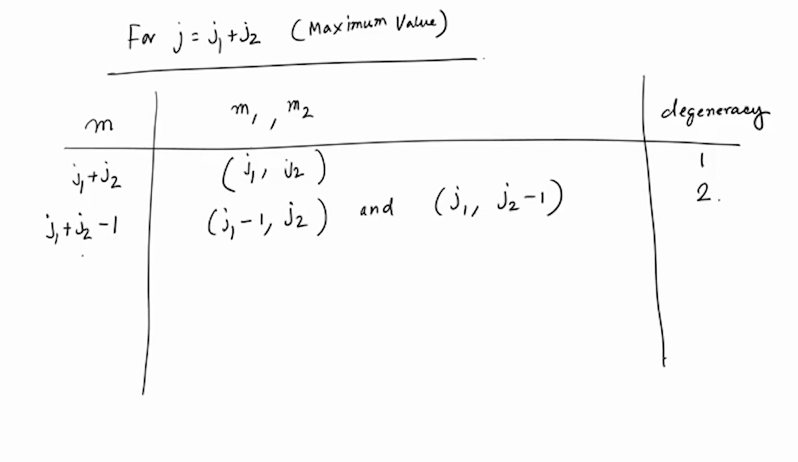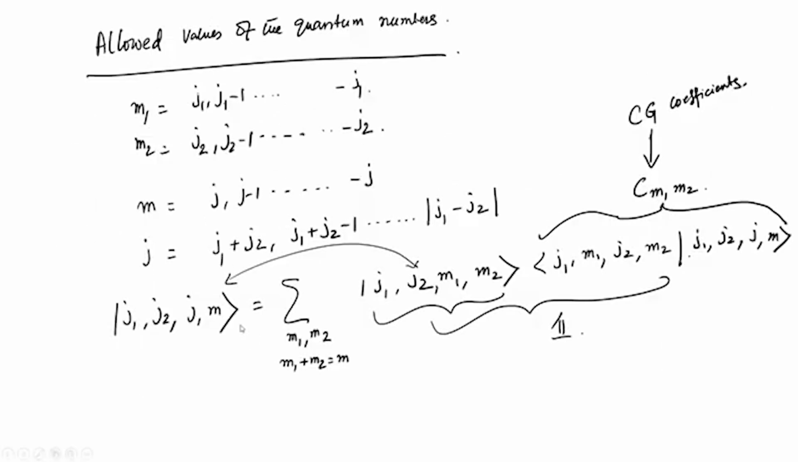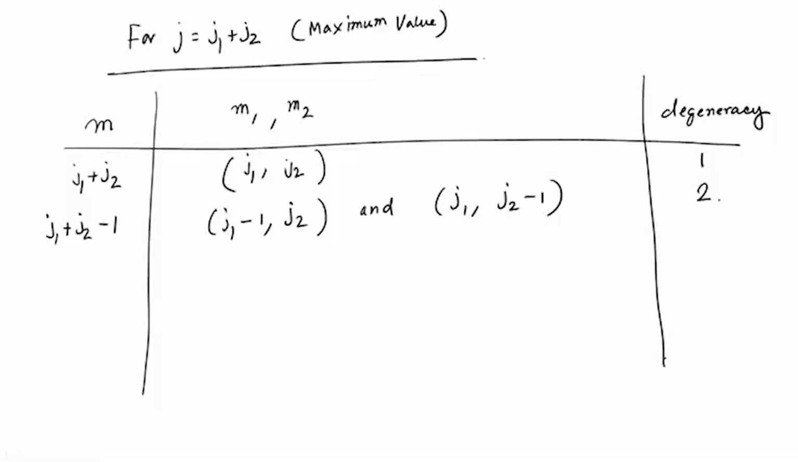There are no further terms. So m has taken the next lower value, which is j1 plus j2 minus 1, and you have to choose m1 and m2. Why you have to choose m1 and m2, let me go back to the expression. You have to calculate this c m1 m2. So you have to find out different choices of m1 m2, and then take a linear combination of that in order to get these CG coefficients, the Clebsch-Gordan coefficients.